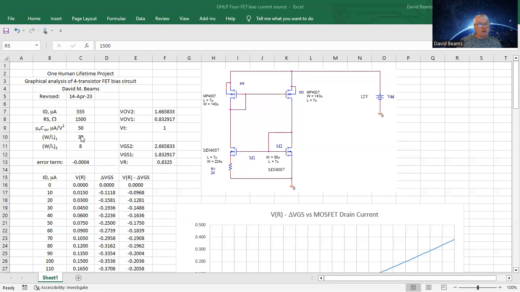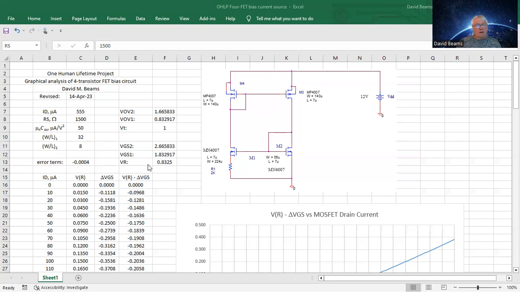Here are the width to length ratios of transistors 1 and 2. Here's the process transconductance parameter of the two NMOS transistors, and 1500 ohms for the source resistor. With a drain current of about 555 microamps, the sum of VGS2 and VGS2 is approximately equal, very close to the sum of VGS1 and the voltage across the resistor.